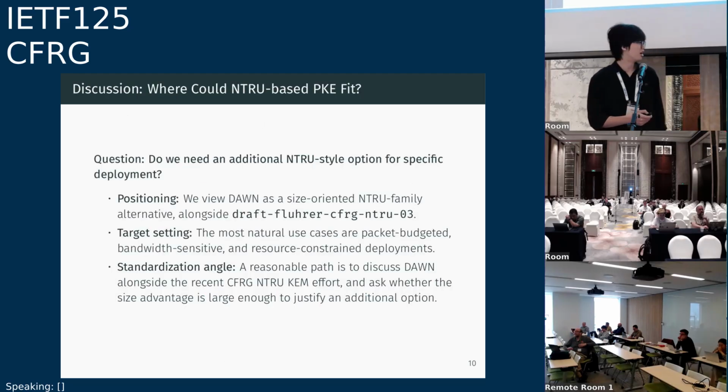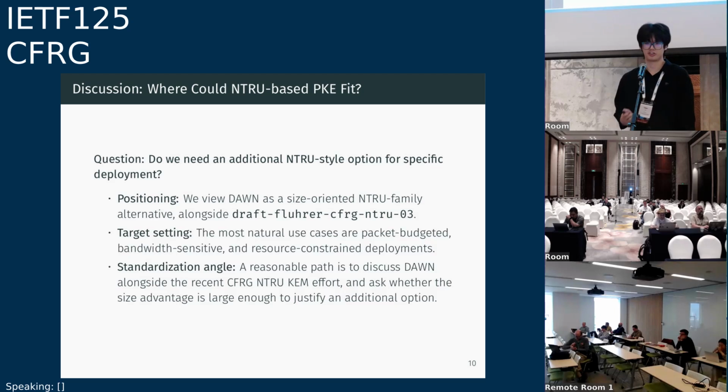Okay, finally, the main question. Do we need an additional NTRU-style option for specific deployments? So we need to clarify our position first. We present Dawn as a size-oriented NTRU family alternative alongside the previous draft about NTRU HPS and HRSS proposed in CFRG. And our target is specific situations that are packet-budgeted, bandwidth-sensitive, and resource-constrained deployments.